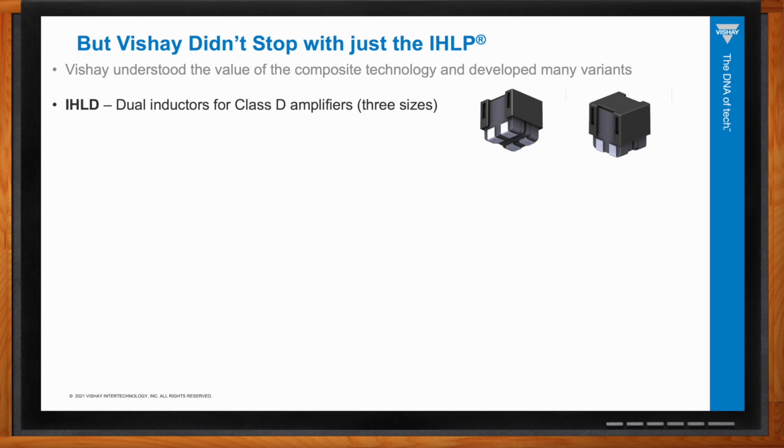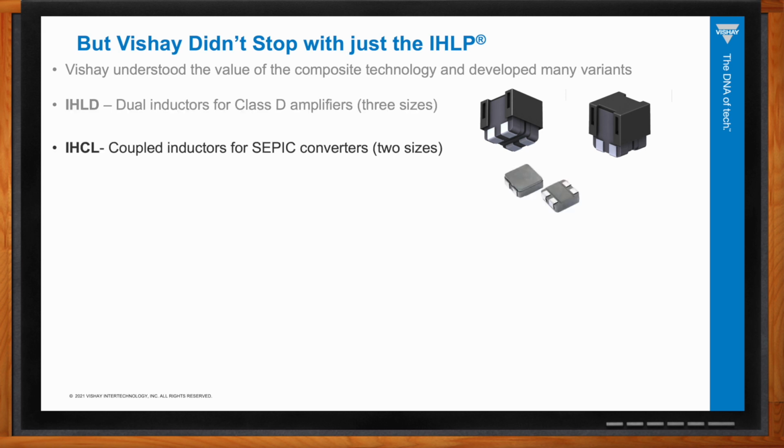We also make another inductor called our IHCL, and you'll see from the picture that this has 4 terminals instead of 2, so there are 2 separate inductors in this package as well. But where the Class D amplifiers are designed to be 2 completely separate inductors, these inductors are actually coupled. That means that their flux interacts with each other, and the interaction of the flux helps with certain type of circuits like the SEPIC converters, which are the buck-boost type converters. And so this is a product specifically designed for those type of applications.